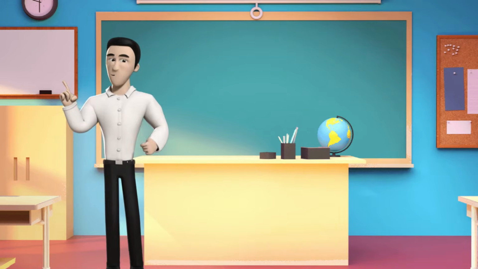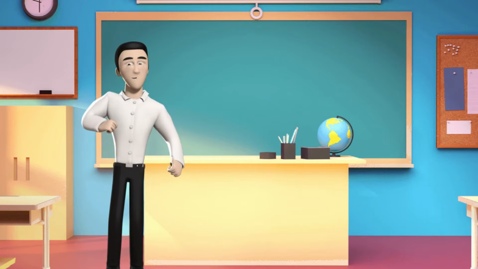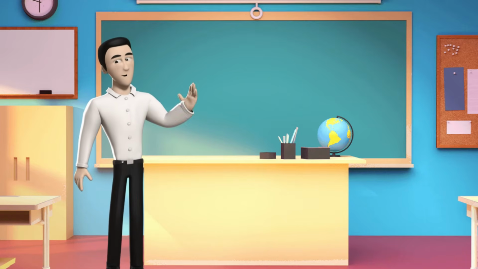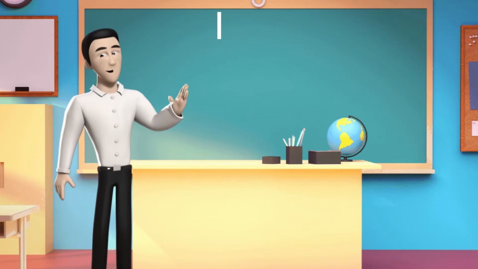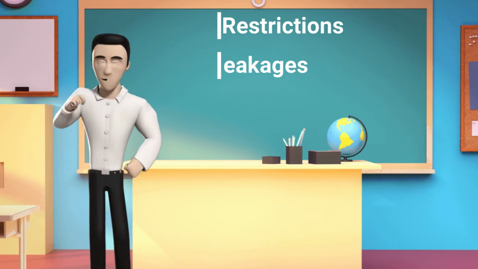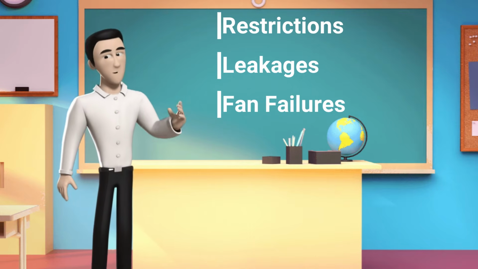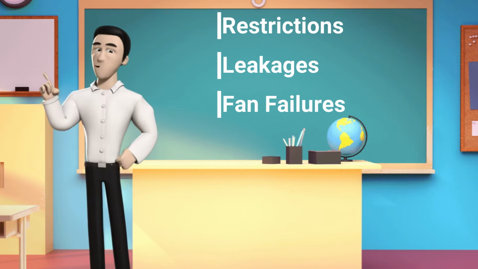When this circuit is impeded, it can interfere with the successful burning of the pellets, and can cause undesirable effects. There are three main airflow problems that can occur: restrictions, negative pressure leakages, and combustion motor failures. We will now examine all three of these in greater detail.